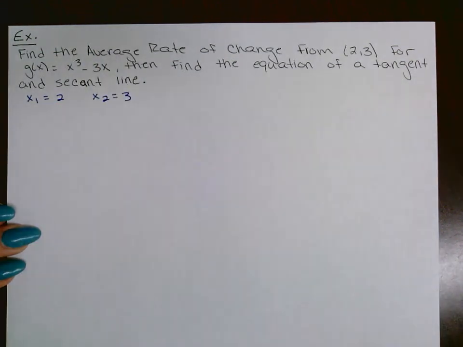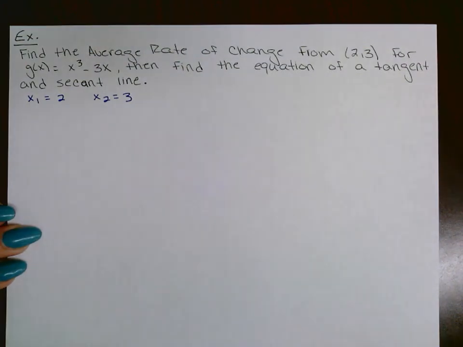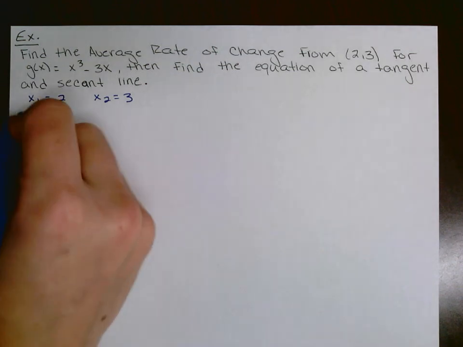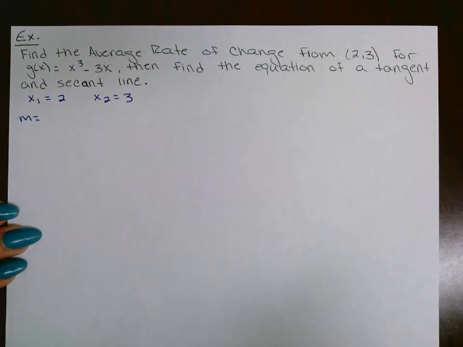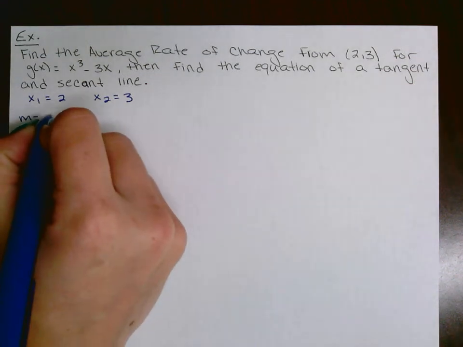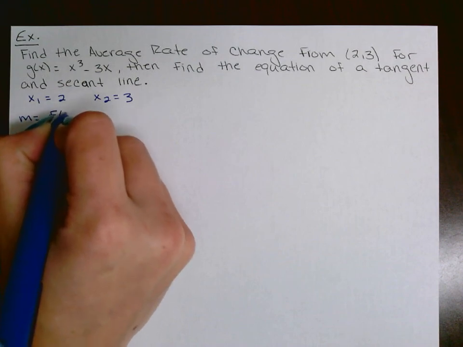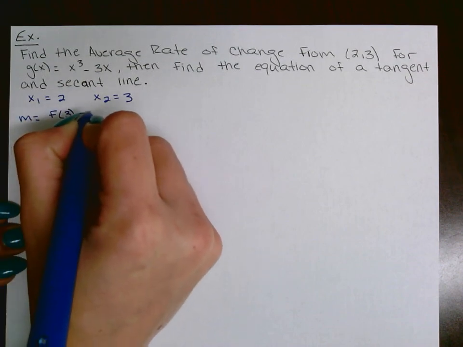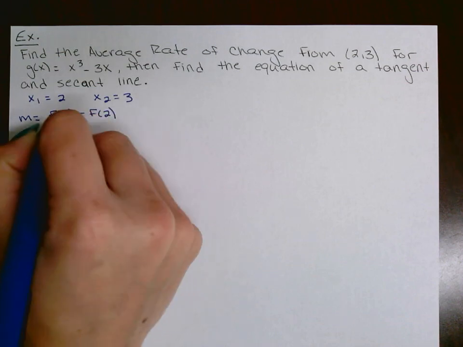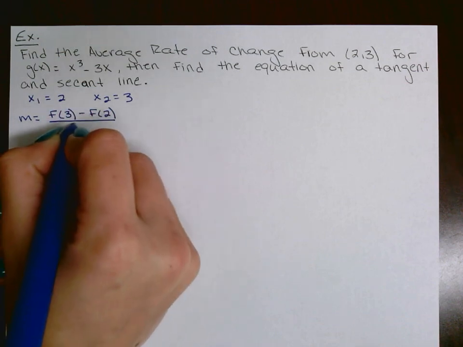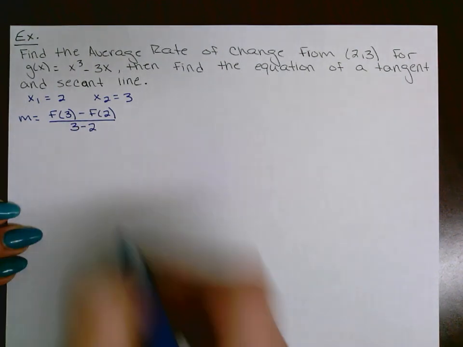So find the average rate of change. Average rate of change means that I'm going to find what? Slope, right? So I'm going to find slope from those 2 points for the equation of g of x. Then find the equation of a tangent line and a secant line. So we're doing 3 things here. Let's start off by finding the average rate of change, which means the function at 3 minus the function at 2 over 3 minus 2. Okay?